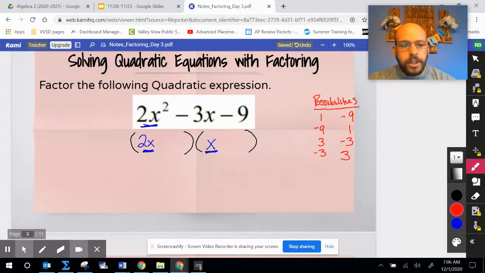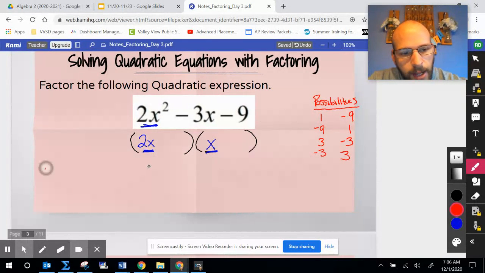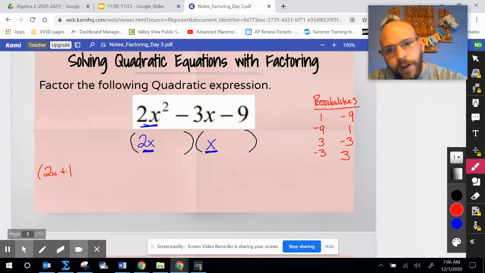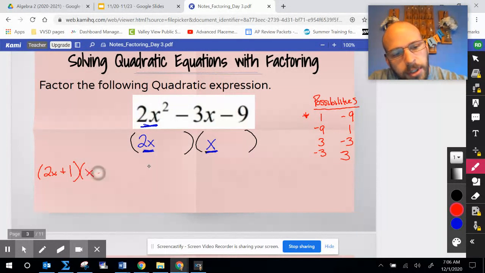Okay, so now what we need to do is try these one by one until we figure out which is the right one. Okay, so I'm just going to start at the top. You do not need to go in any order, so you can pick any factor pair you think works. But I'm going to start at the top. I'm going to say, okay, 2x, and with the first factor pair, so I'm using the 1 and the -9, so then it would be x minus 9.